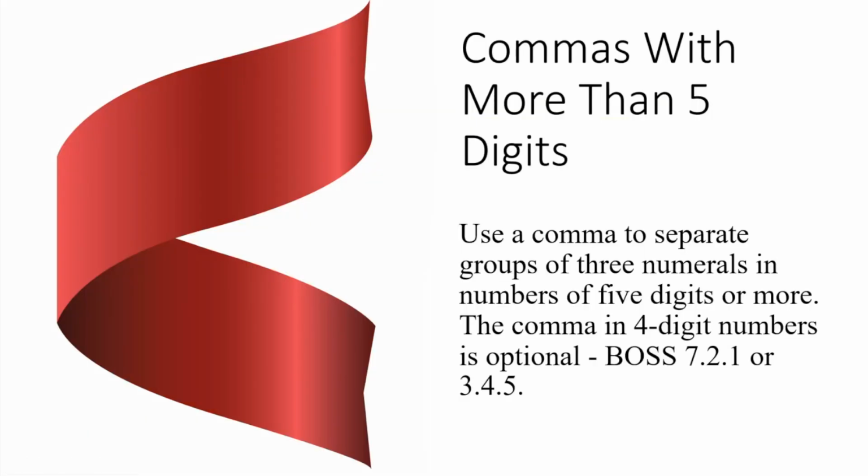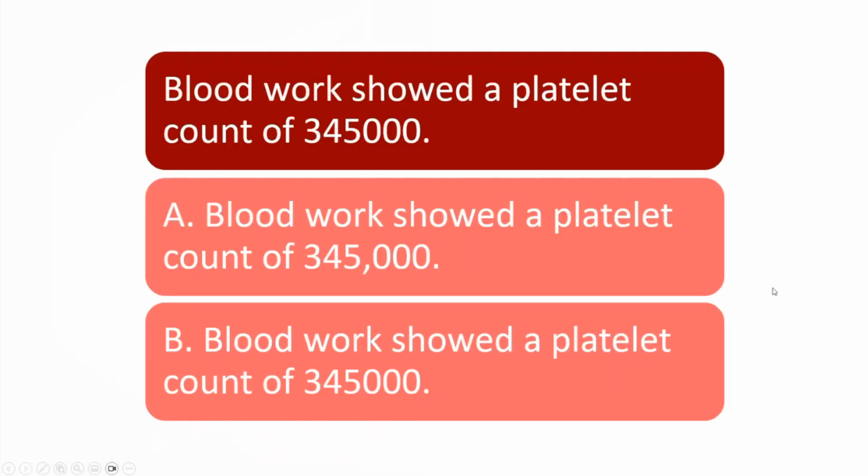Commas with more than 5 digits. So use a comma to separate groups of 3 numerals in numbers of 5 digits or more. The comma in 4-digit numbers is optional. So this is located in a couple different places, Book of Style and Standard 721 or 345. Let's take a look at an example to practice this rule. Blood work showed a platelet count of 345,000. So out of these two options, which do you think is the correct way to transcribe that number?